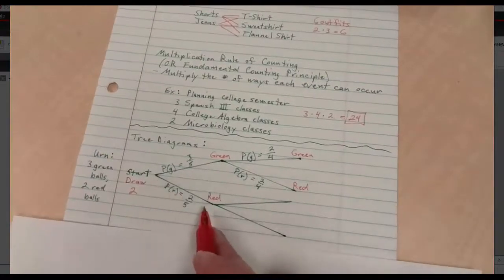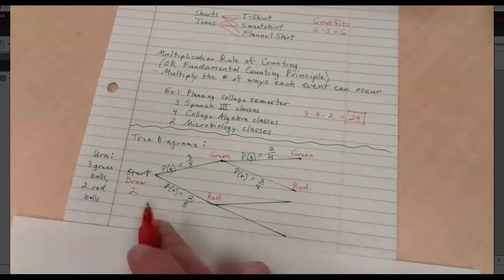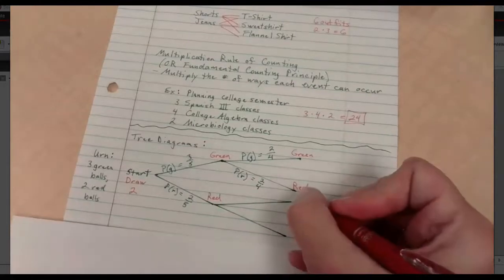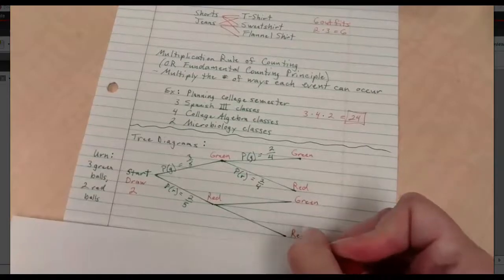Let us say that on the first draw we pulled a red. All right, so second set of branches. Again, this is our second draw. So we pulled a red the first time. Okay, great. What could happen this time? Maybe we pull a green. Maybe we pull a red.